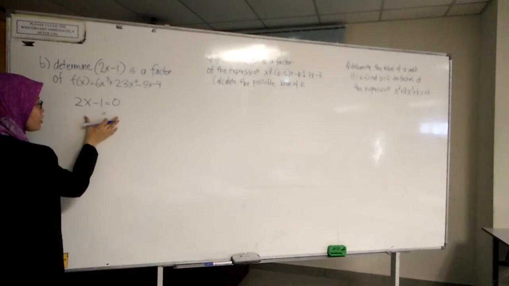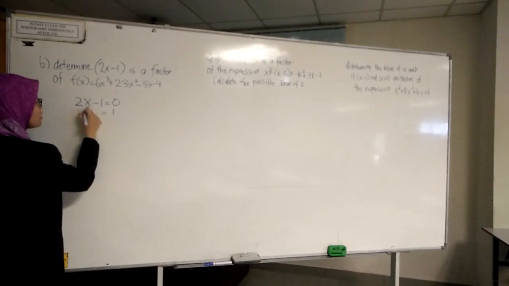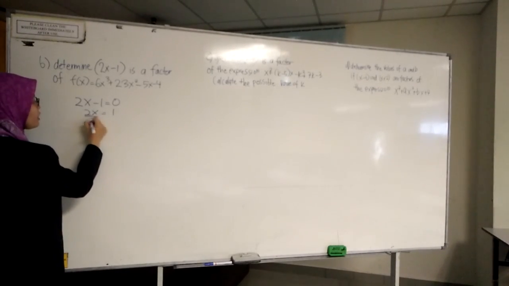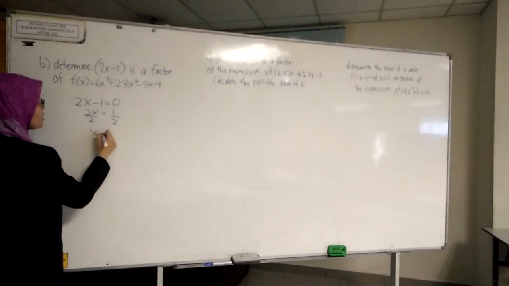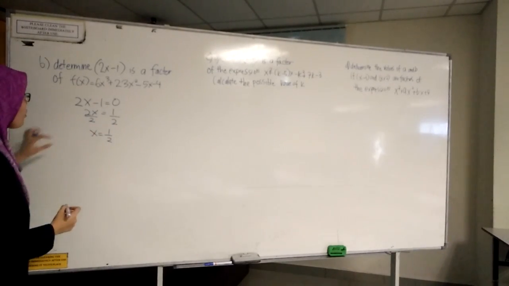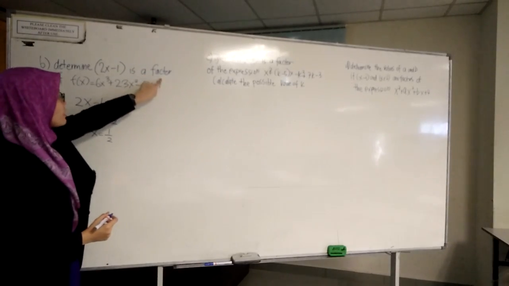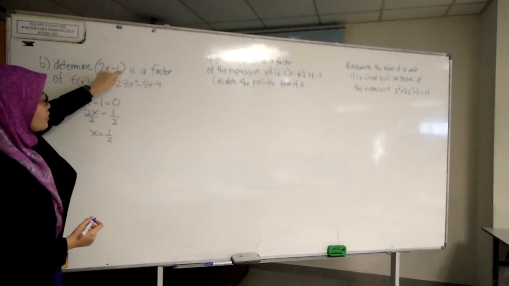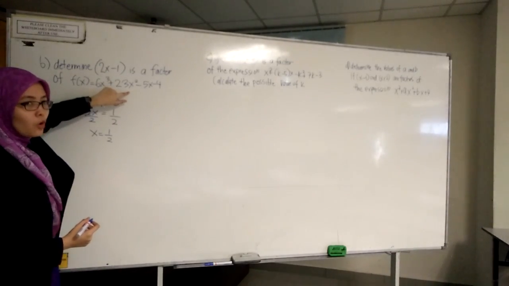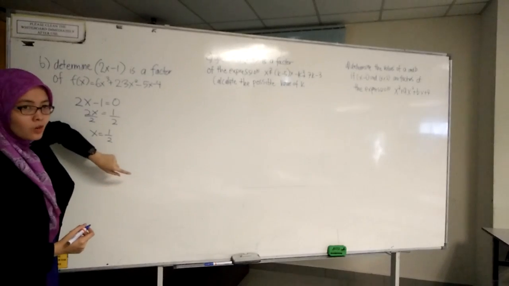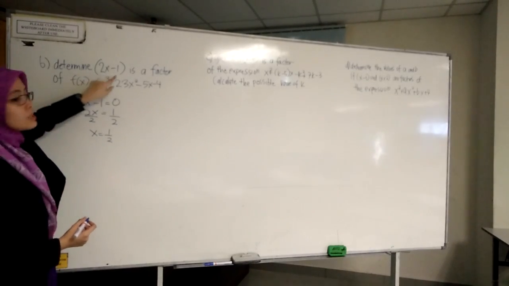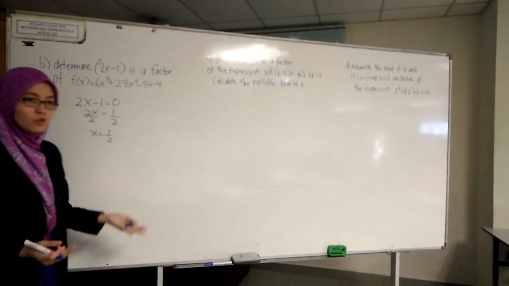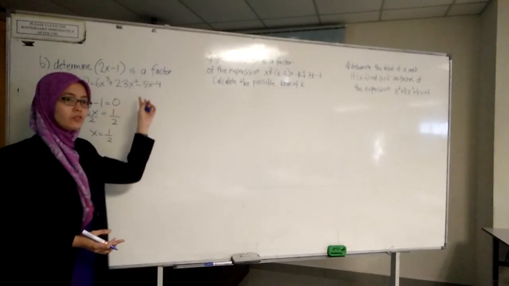By balancing equation 1, we get 2x, and then we want to eliminate the 2, so we divide by 2. So our x will be 1/2. Okay, so by factor, what do you mean by factor of this polynomial? If this linear equation is a factor of this polynomial, your remainder is 0. Which means when you substitute the value inside this, you get 0. If you get 0, hence this is a factor of this polynomial.